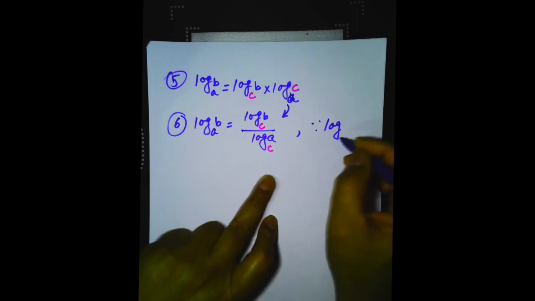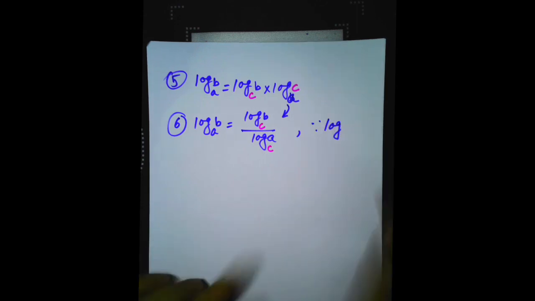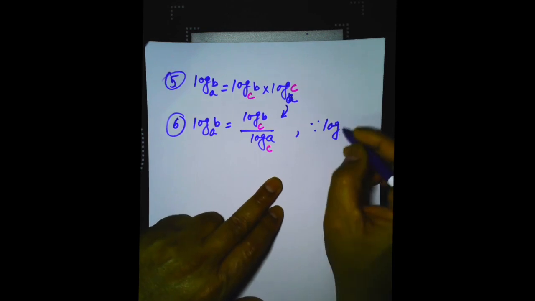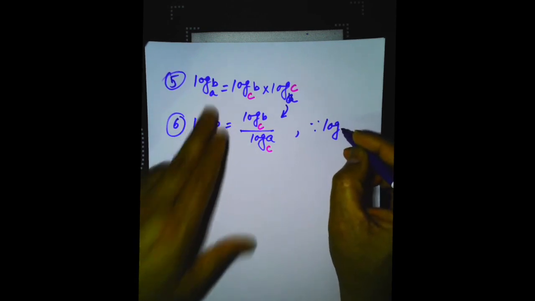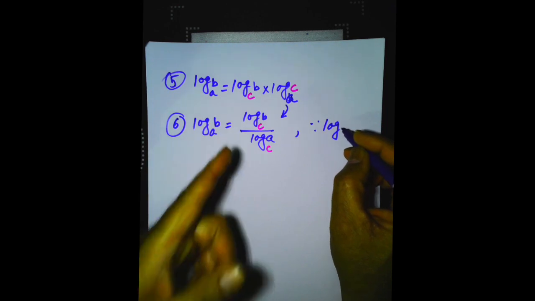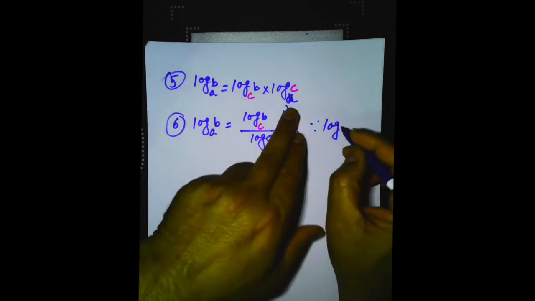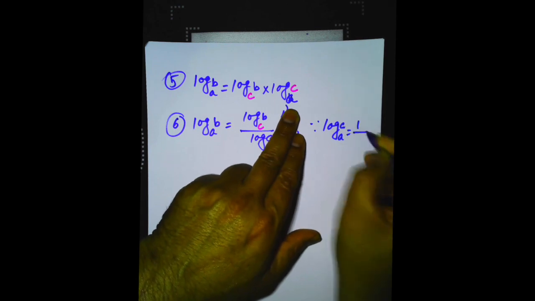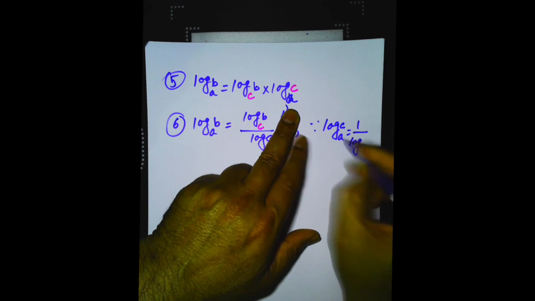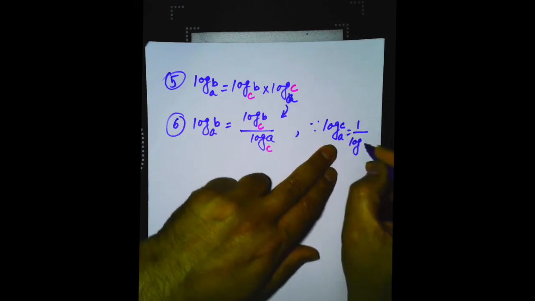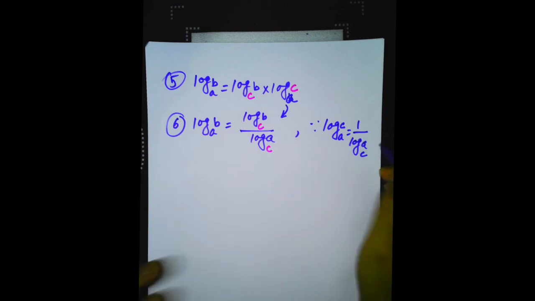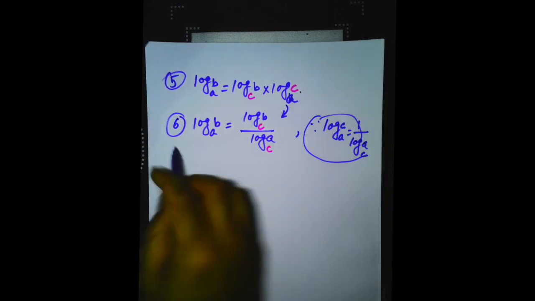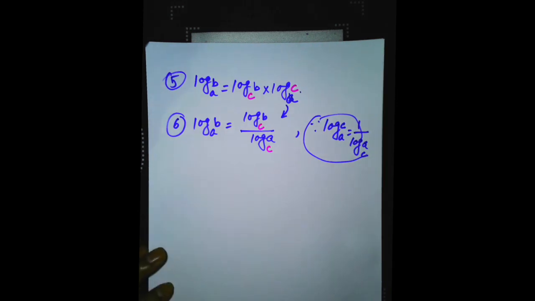So if you use property 4, in that property you have seen that log base a of b is equal to 1 by log base b of a. So here this is log base c of a, and when you make it reciprocal, the base and the number positions will be changed, so it is log base a of c, and hence if you use this property over here, then you will have the result 6.